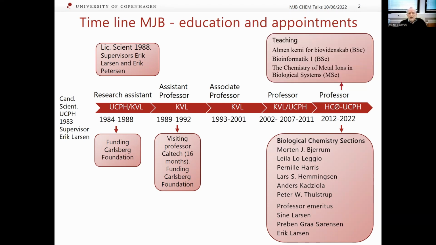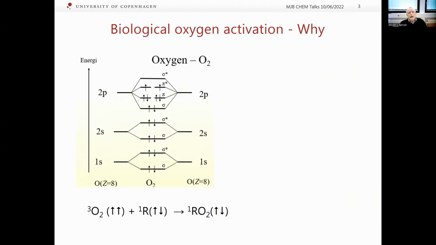But now it's time to look at some of the results. The first example I will mention is what happened when I was at Caltech. But before I do that, I just have to mention a few things about dioxygen. The first thing about dioxygen is that if you take a molecular orbital diagram as shown here and count the 16 electrons in dioxygen, you will see that you end up with two electrons in the antibonding orbitals, the pi antibonding orbitals. That means that dioxygen is a diradical with 2 unpaired electrons. And due to Hund's rule, we have a triplet ground state.